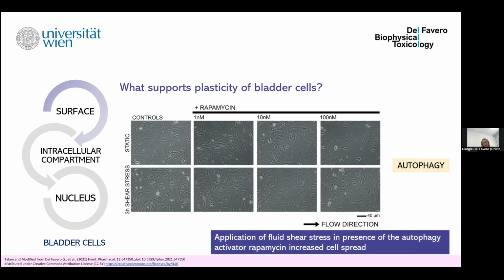And since the cells have to cope with a very challenging chemical and physical environment, we started to think about autophagy as one of the potential players. As you can see here in the images, these are the experiments that we repeated with the microfluidic system in presence of a very widely used autophagy activator, which is rapamycin. We incubated the cells with different concentrations, from 1, 10 to 100 nanomolar, and rapamycin returned a very similar response in comparison to DON, so an increase in cell spread.